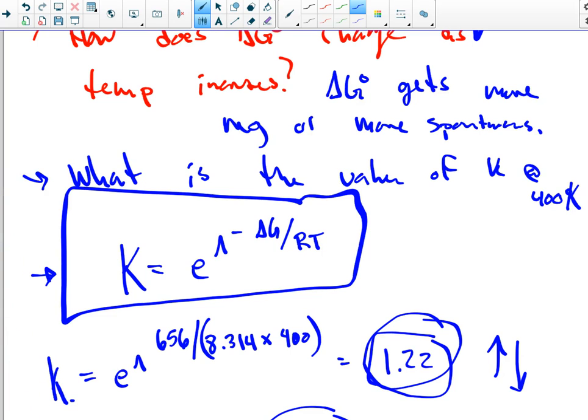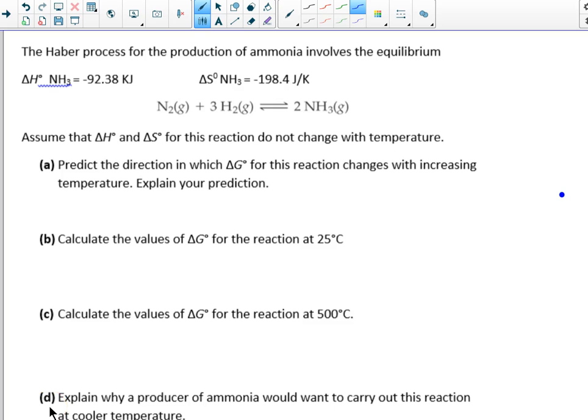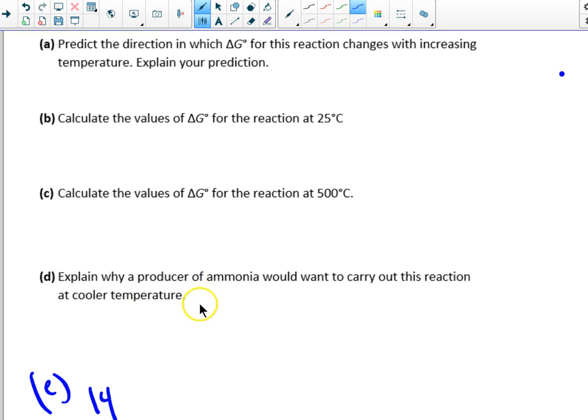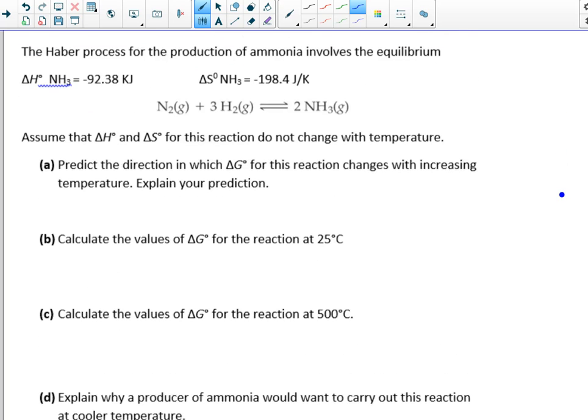The other 2 questions, us working through this problem 2 days ago, was recorded and posted. This was Monday. This time it gives you the value of delta H. It gives you the value of delta S, and you just go from there. It's the exact same stuff. This one's just a little bit easier. It talks about, why would a producer do this if it was at cold temperatures? That was because it produces more yield. Why would they actually do it at a higher temperature? That was because it's related to the rate. Does that sound familiar? That's one of them.